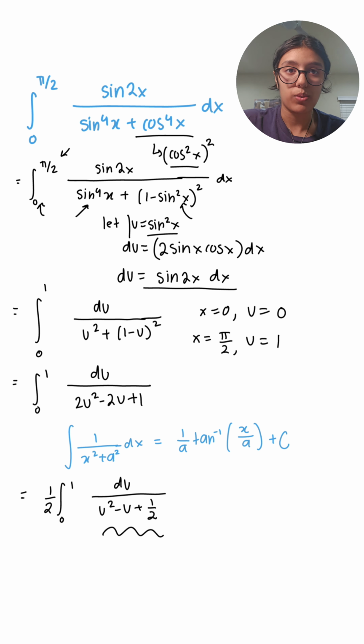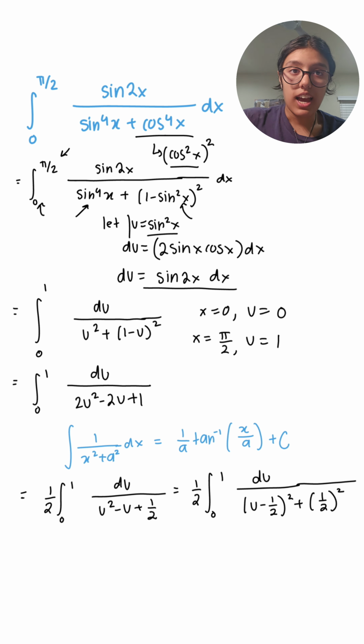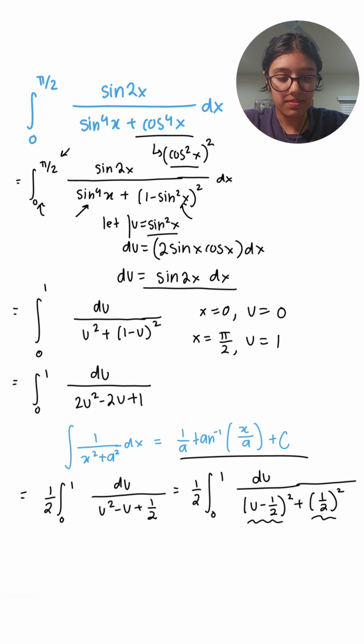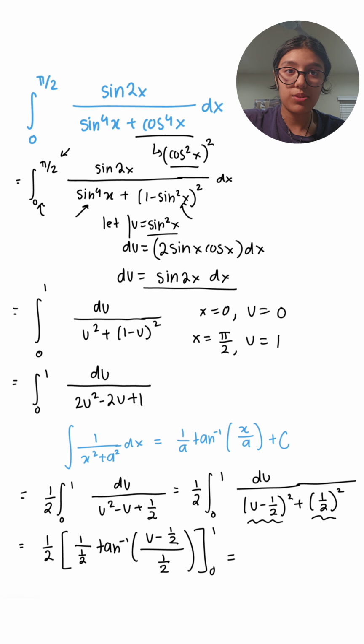I'm going to complete the square in the denominator. And after completing the square, I get this, and this is pretty close to this integral. In that case, x is going to be u minus 1/2, and a is going to be 1/2. Now I'm just going to replace those values of x and a on the right side. And now I can just substitute in the bounds, and you should be left with pi over 2, and that is going to be our final answer.